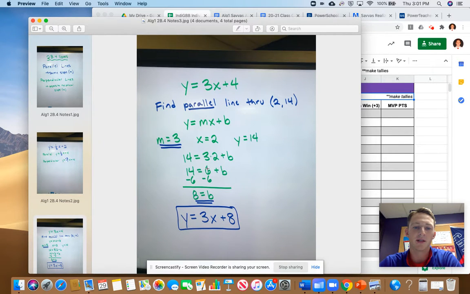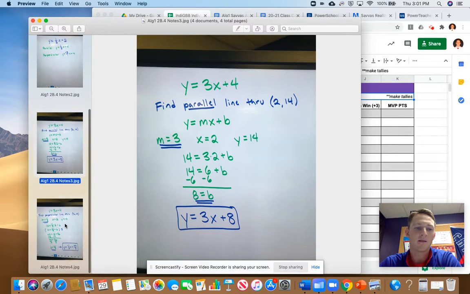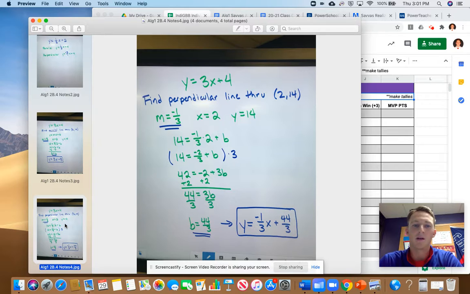3 times 2 is 6. How do we get a positive 6 over? We subtract it. 14 minus 6 is 8. B is by itself. What two things do we need for a line? We need the slope and the y-intercept. Well, here's our slope. Here's our y-intercept. Here's our line.